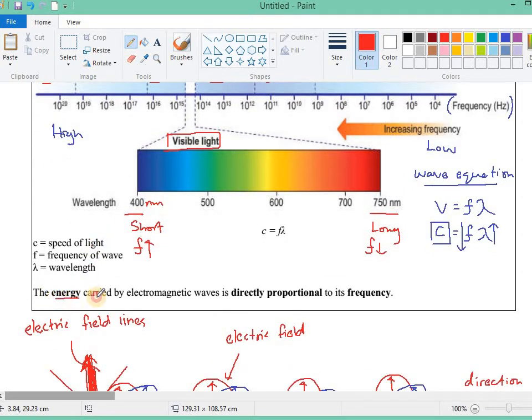Okay, so the energy carried by electromagnetic wave is directly proportional to its frequency. That means the higher the frequency of the electromagnetic wave, the greater the amount of energy that is carried by the electromagnetic wave. Okay? So there are 2 ways that we can look at the amount of energy. First, we can look at the amplitude. The higher amplitude has more energy, lower amplitude has less energy. Second, we look at the frequency. If the frequency is higher, then it carries more energy. Lower frequency carries less energy.